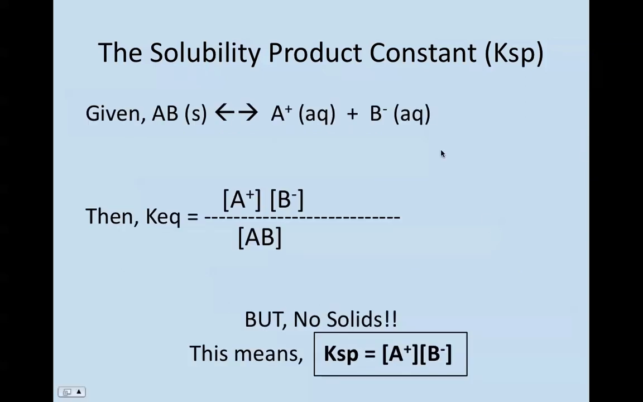So here we have our dissociation of this ionic compound. Remember, aq is showing that they're mixed into water and they're ions, so they've been broken apart. Remember, products over reactants. However, remember we said in the beginning there can be no solids involved. So we need to get rid of AB, and that means that the KSP, or the solubility product constant, is the concentration of the two ionic compounds.